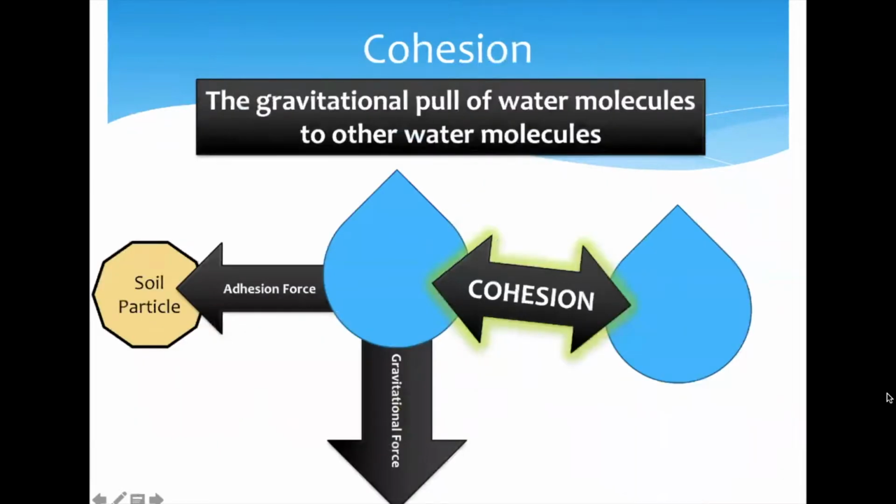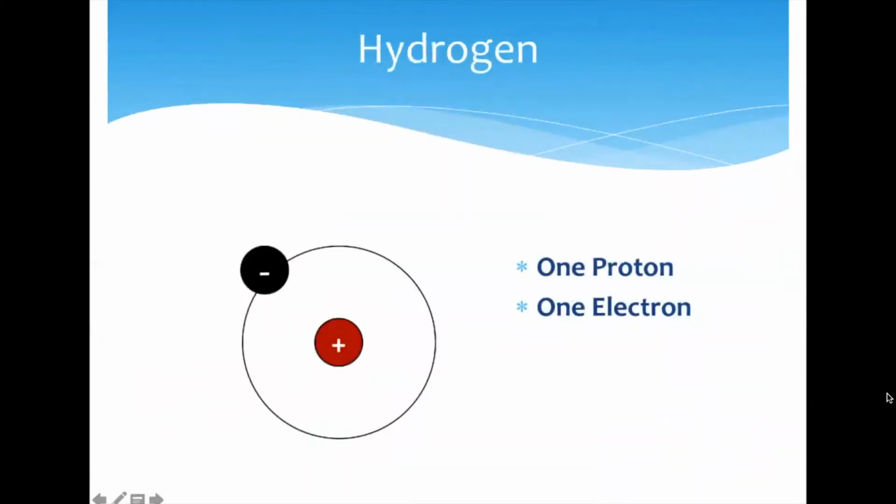Now with cohesion, it is similar to adhesion, but with adhesion, the water particle is going towards the soil particle. Here, the water particle is going to another water particle. Now, let's just discuss some basic chemistry involved here. Hydrogen has one proton, which is a positive charge, and one electron, which is a negative charge. So we have one positive, one negative.